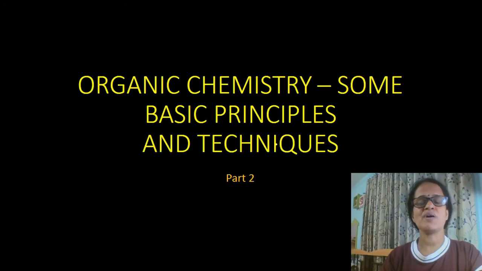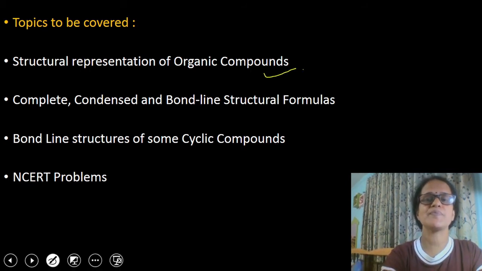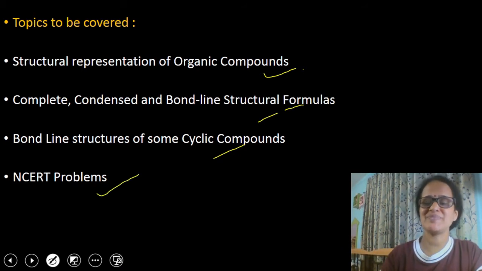So now see what we are going to study today. As I told you, the name of the topic is Organic Chemistry, Some Basic Principles and Techniques Part 2. In this topic, the topics which we are going to cover are structural representation of organic compounds. Then we will study complete, condensed and bond line formulas. Then we will study bond line representation of some cyclic compounds. And in the end, we will discuss some of the NCERT problems.